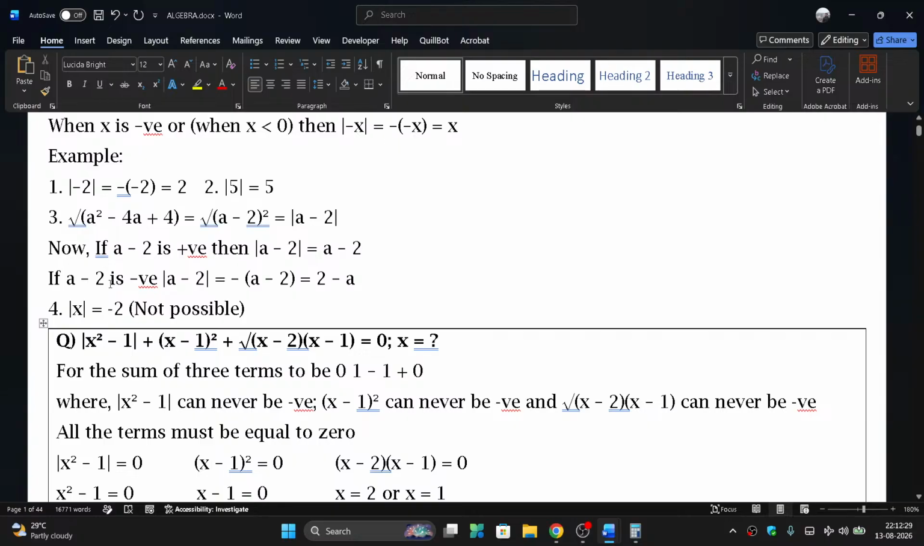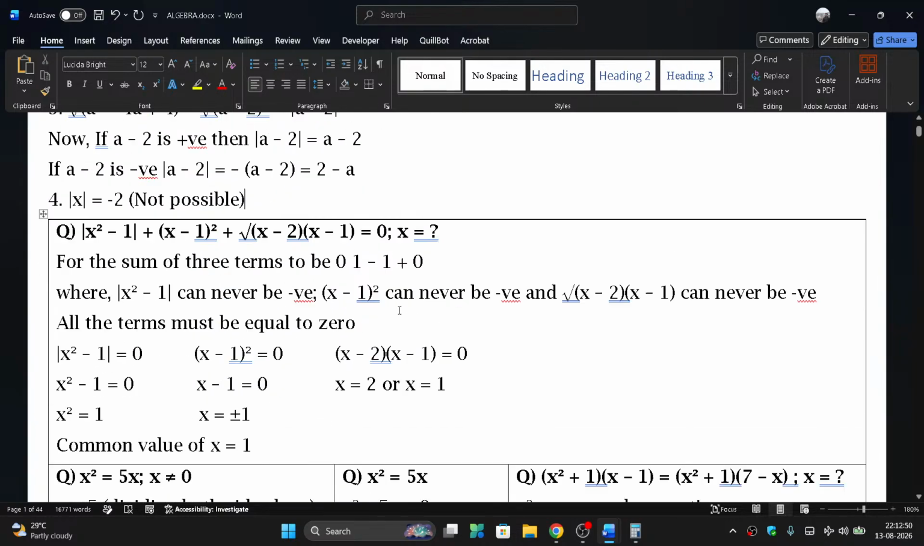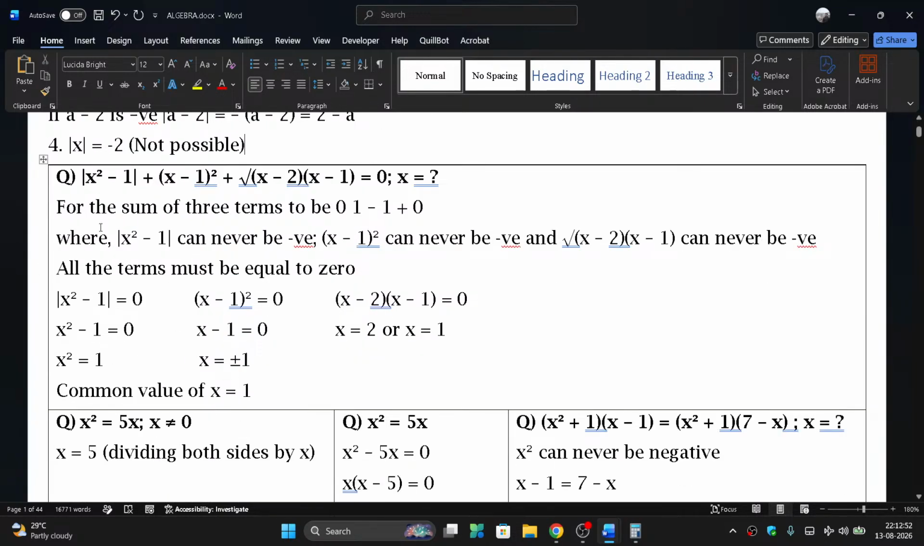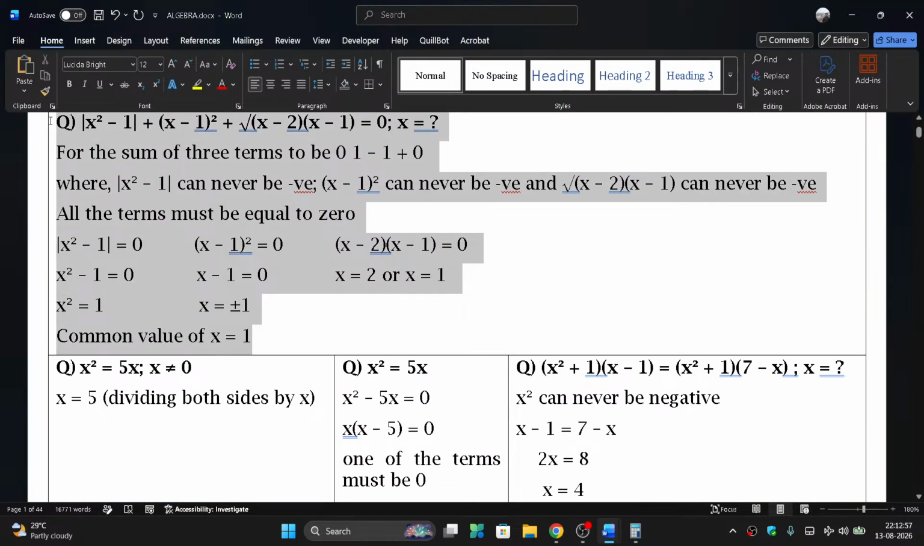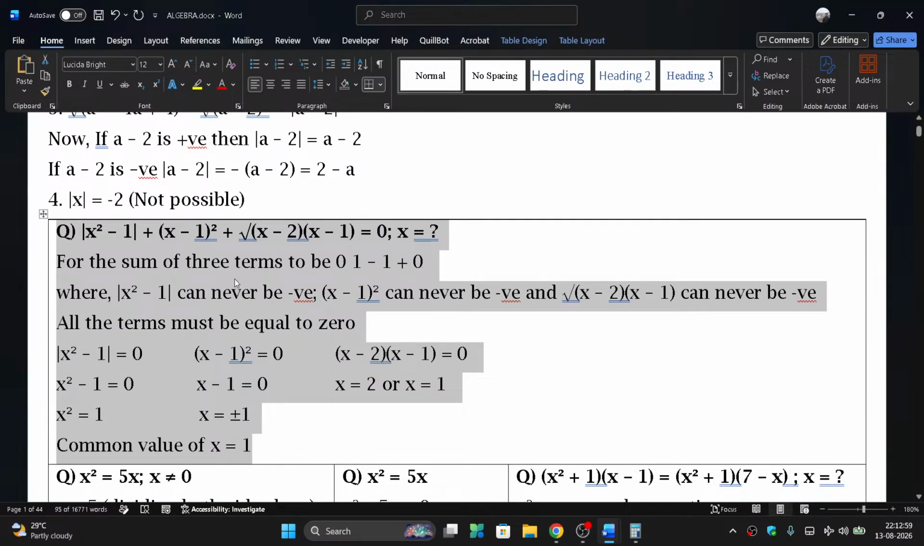Okay, and modulus of anything, any positive number, any negative number, cannot be negative. Modulus of a positive number cannot be negative. It's common sense, but even the modulus of any negative number cannot be negative, and we have proved that in multiple ways. Now I don't think this is important, but still, to clear some concepts, we have to do it.